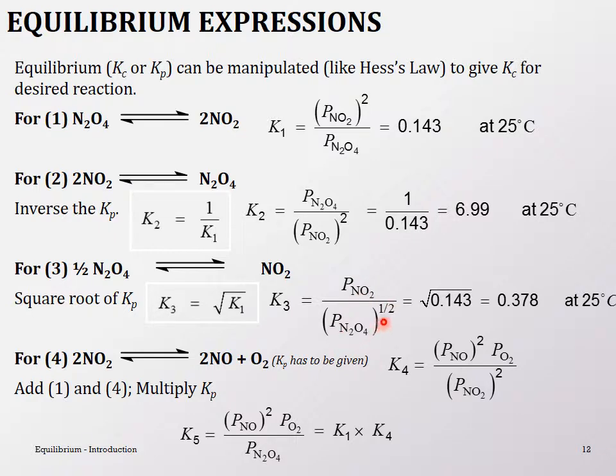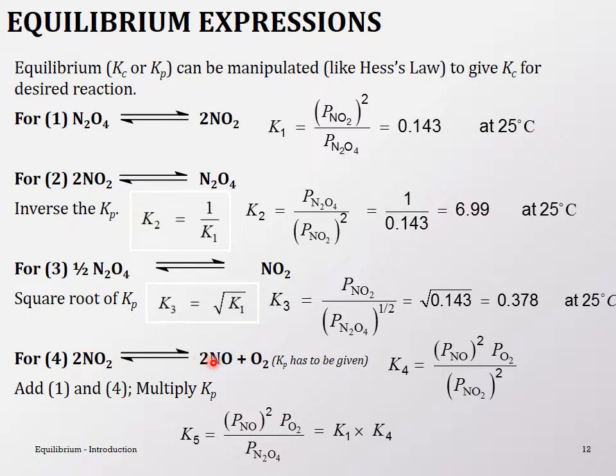The way it's halved is, of course, to raise it to the power of half, which means you're really square rooting everything. So then you take the square root of K1. So for half of any equation, you take the square root of the original equation's K. So this is 0.143, and the square root of that will give you this. So this is how you manipulate. This is very simple stuff where you double and you inverse and you half and all that. If you double, you have to square.